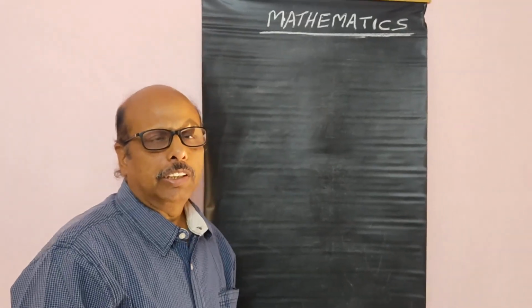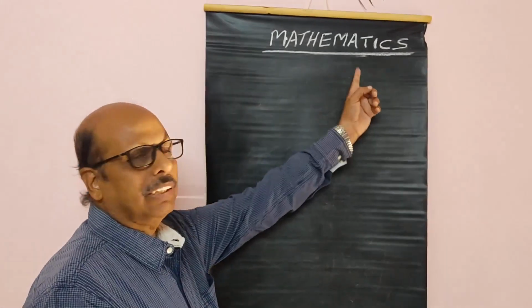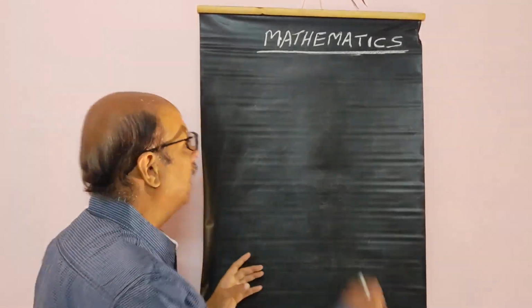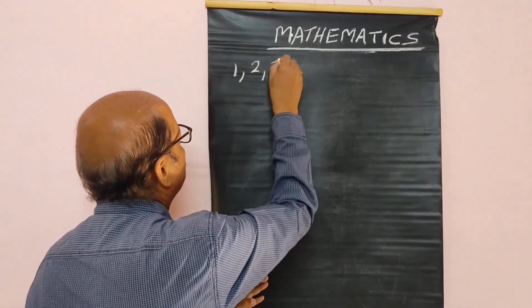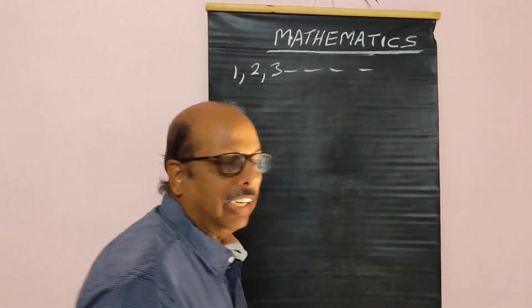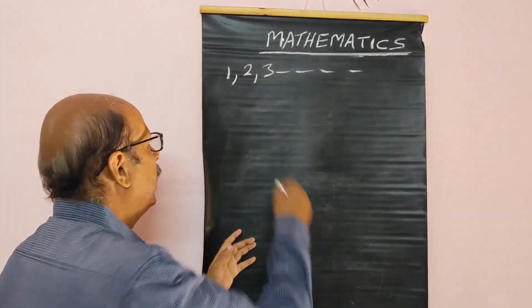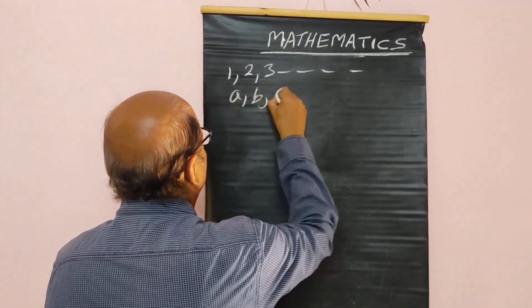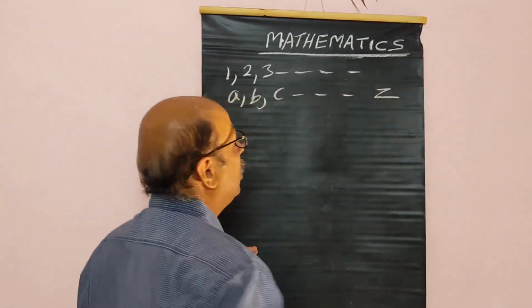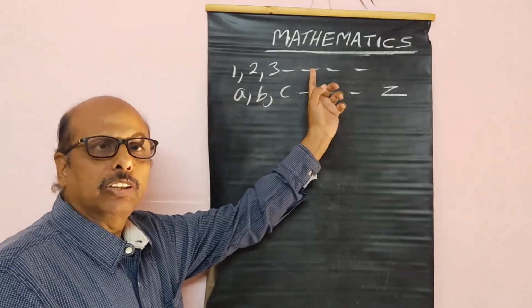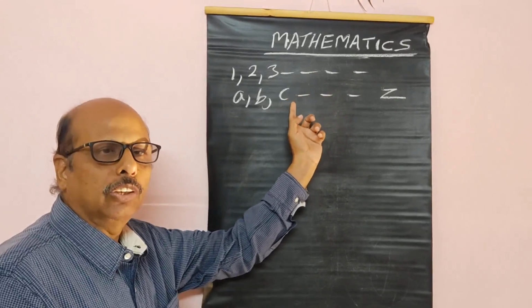Good morning everybody. Today when we talk about mathematics, the first thing which comes to your mind is numbers, like 1, 2, 3, etc. In addition to the numbers, we make use of letters also, that is from A to Z. A, B, C and up to Z, all this is also used. So mathematics not only involves numbers, we use letters also.